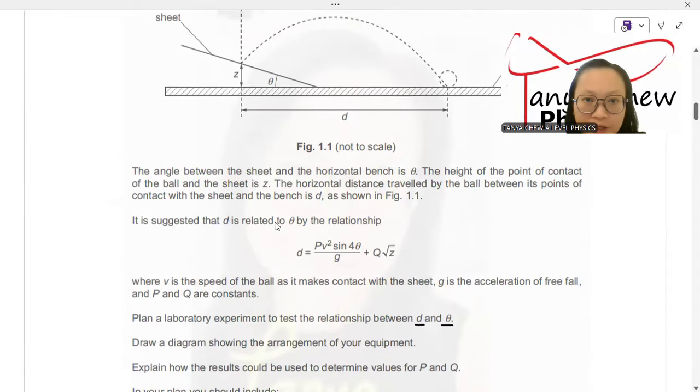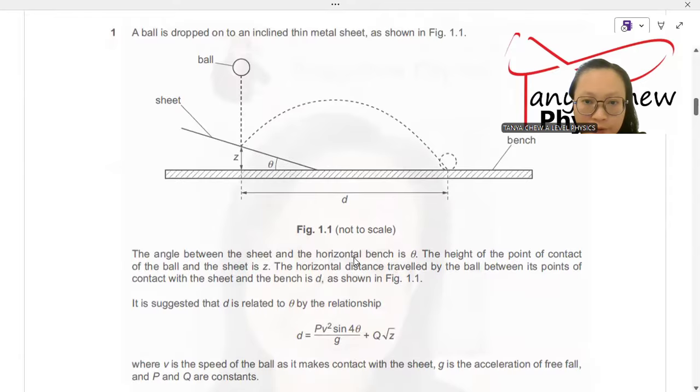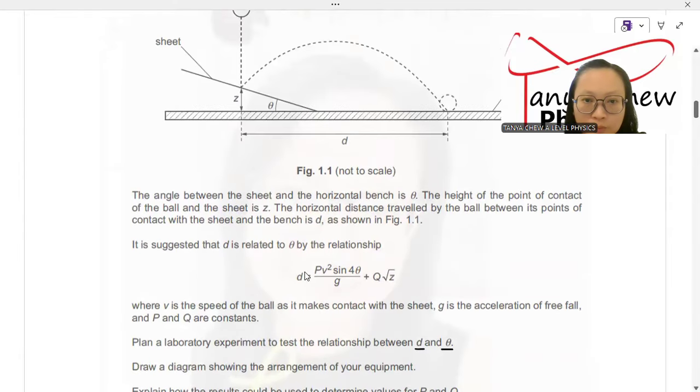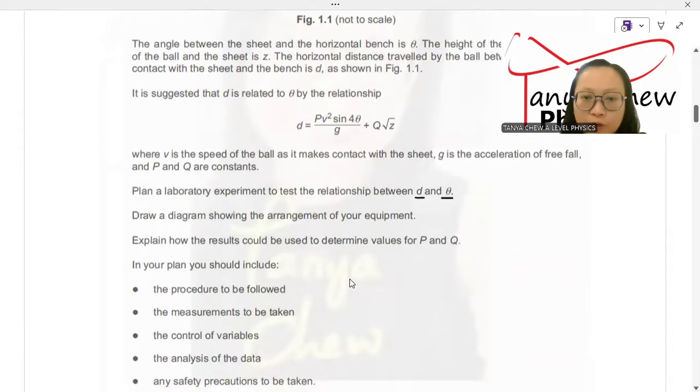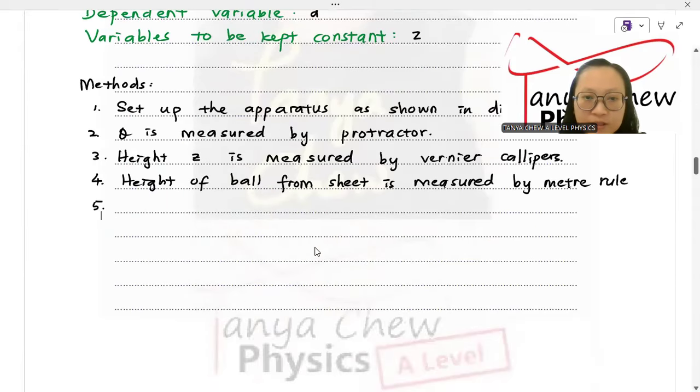This is the V right here. You can see that this is PV squared sine 4 theta. So I'm going to write that. Since V has already been explained, I am going to calculate V because there's no apparatus in the lab that I can use to measure the V.